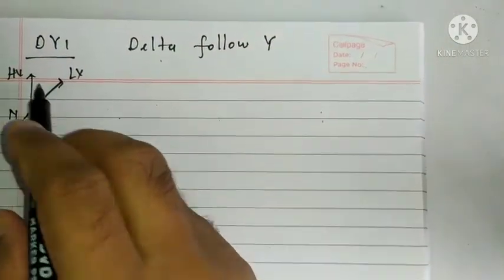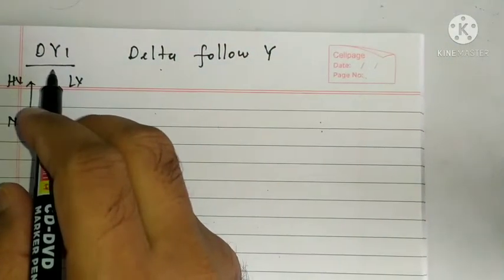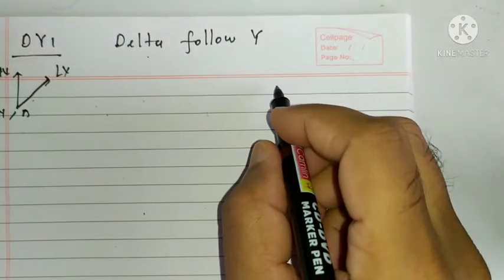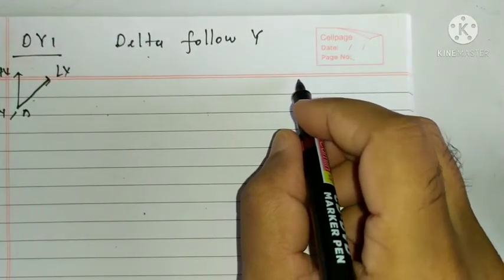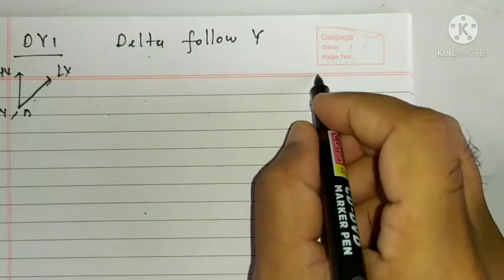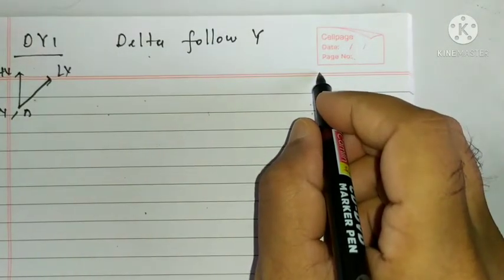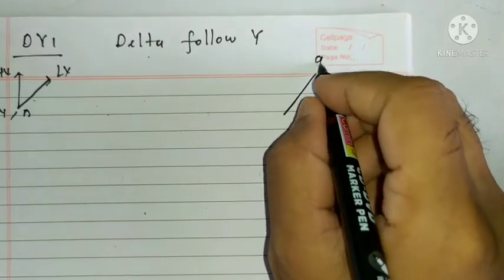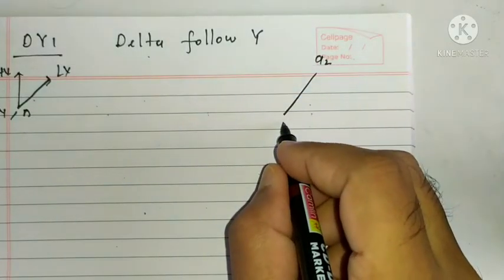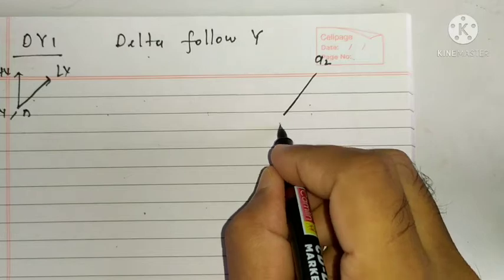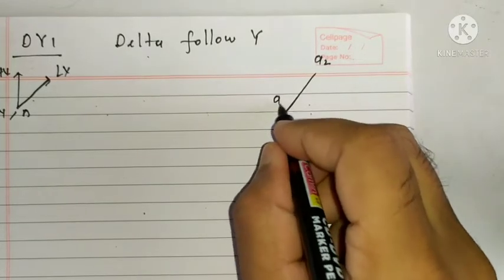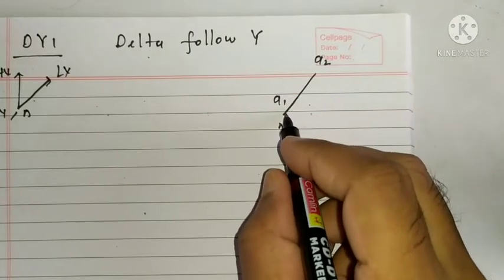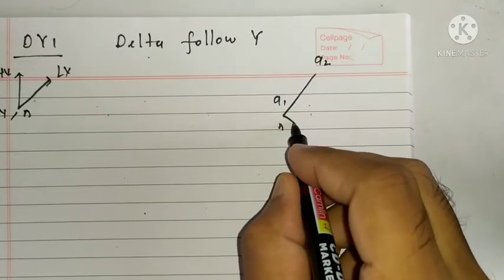So instead of drawing delta, I will draw the star first. So that is the LV winding. So let me draw the star. LV to neutral is at 1 o'clock, so I will draw it like this. So this is A2 to neutral. That is A1 also. This is the locus of A2, A1. Then B2, B1 will be somewhere here.